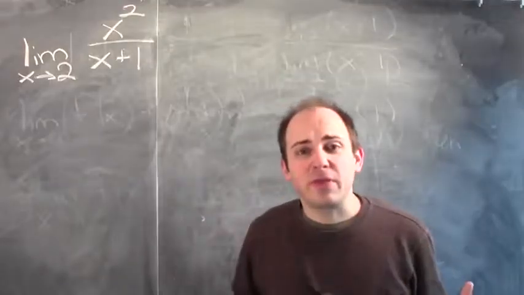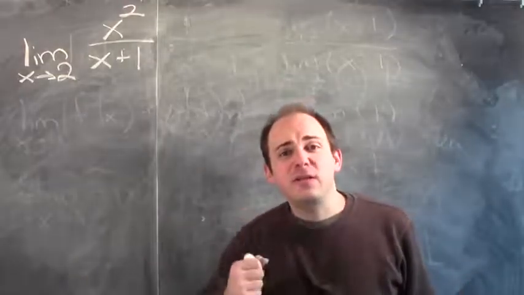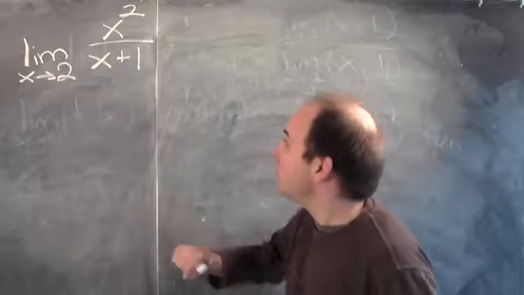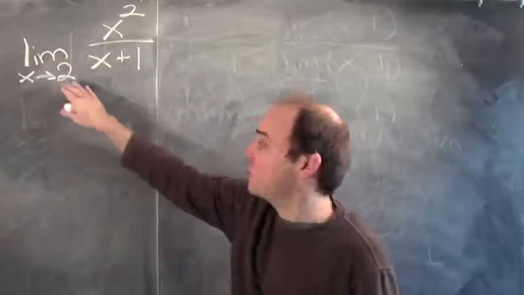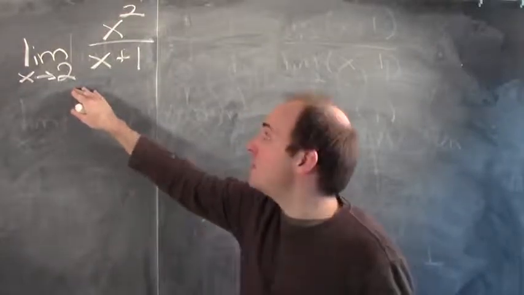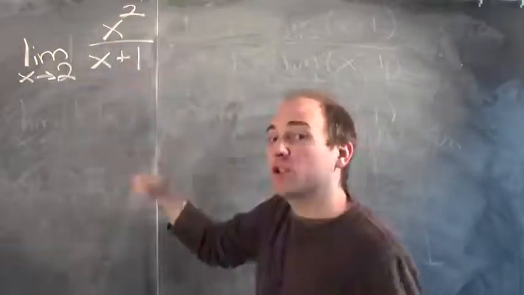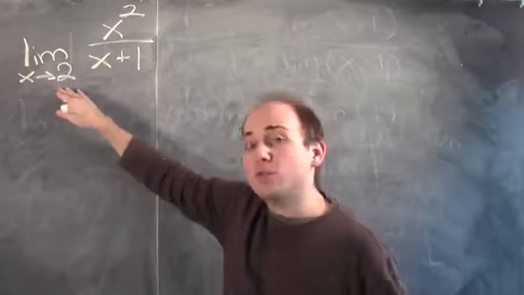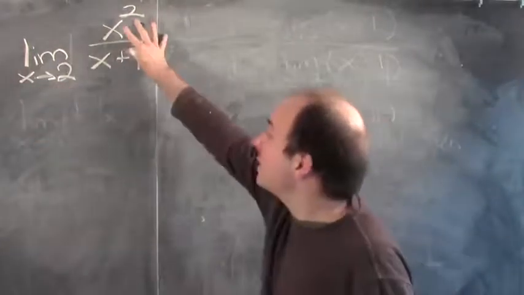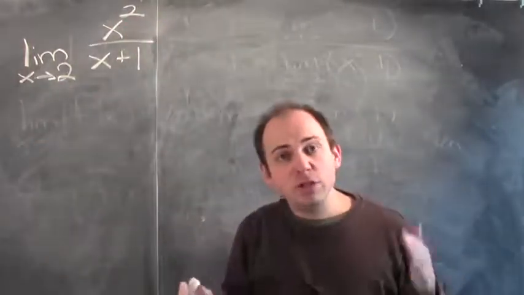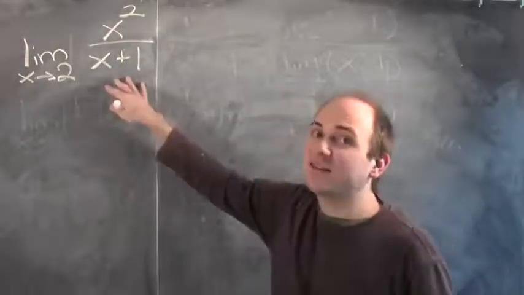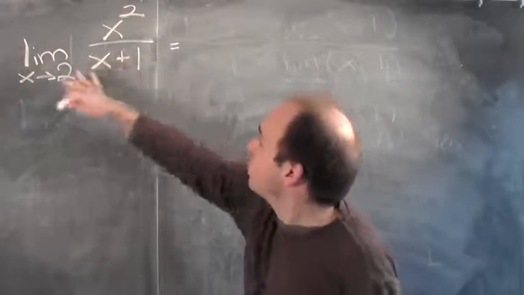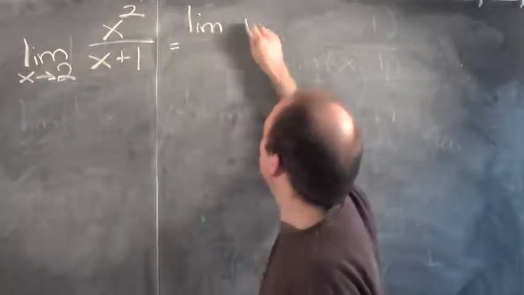Now let's do something with our newfound knowledge about limits of quotients. Here's a limit problem. I want to know the limit of x squared over x plus 1 as x approaches 2. Right? I want to be able to promise you that x squared over x plus 1 is close to something whenever x is close enough to 2. This is the limit of a quotient. And the limit of the quotient is the quotient of the limits, provided the limit of the denominator is not 0. And in this case, it's not. So the limit of the quotient is the quotient of the limits.